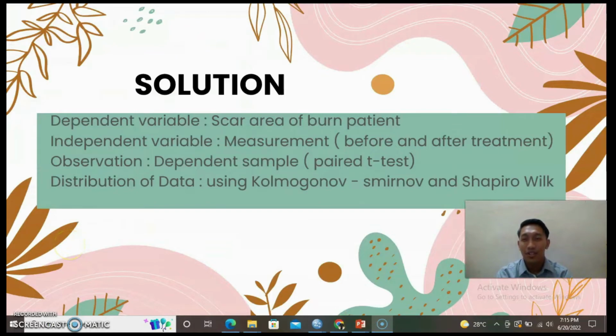So for the solution, the dependent variable is the scar area of burn patient, and the independent variable is measurement, which is before and after treatment. For the statistical analysis, it is the dependent sample, which is the paired t-test, and the last is the distribution of data, using the Kolmogorov-Smirnov and Shapiro-Wilk.